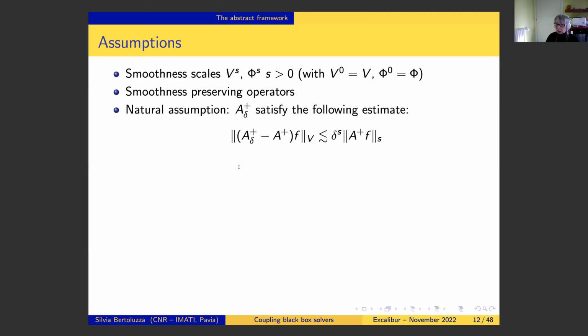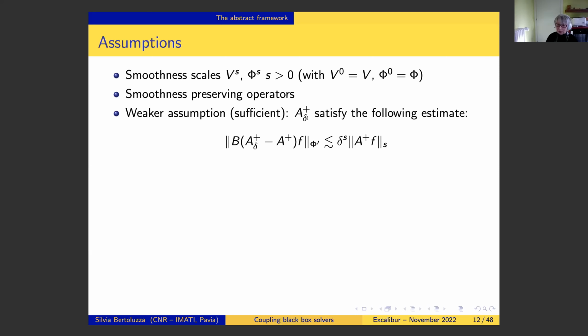Actually, this is even too much for the well-posedness of my discrete Steklov-Poincare operator, and it is sufficient to ask that once I apply B to A plus delta F minus A plus F, and I measure the norm of this object in the dual of phi, then if A plus F is smooth, this is small, and it's smaller than delta to the power S times the norm of A plus F in VS. In particular, this implies that I could use solvers that are precise only close to the region where my operator B acts, which might give a nice gain in designing efficient schemes.